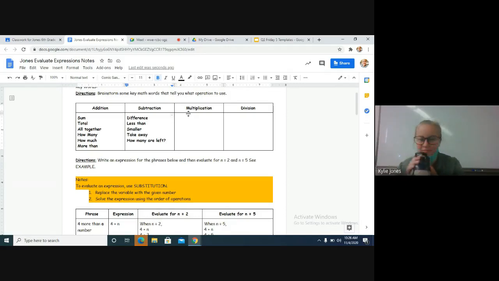Can't reach it. All right, what about multiplication? When we're talking about multiplication, what do we look for here? The product. Find the product.